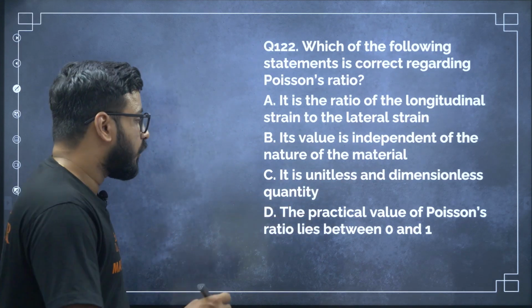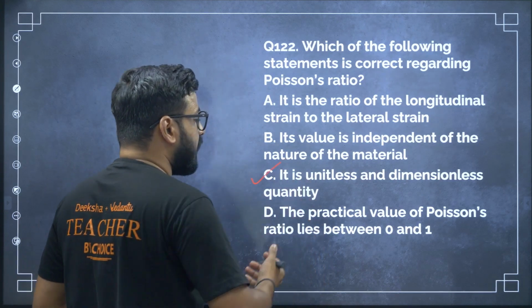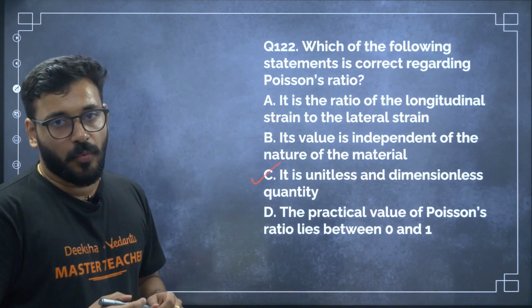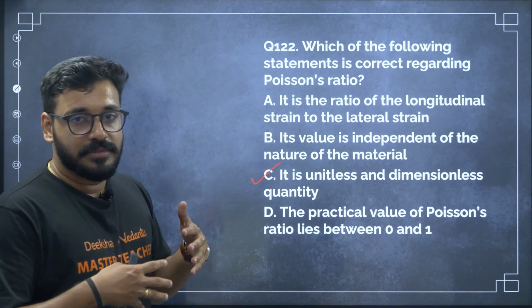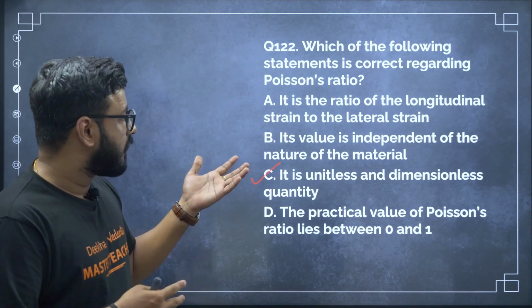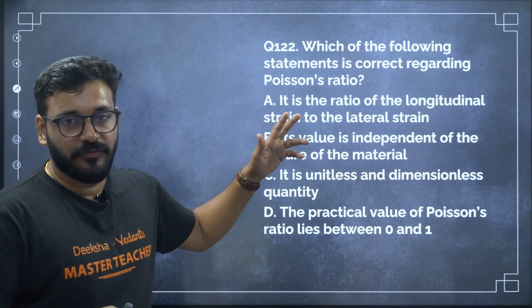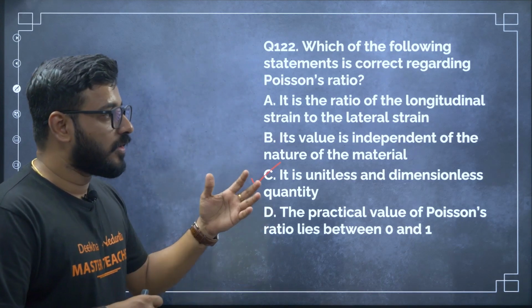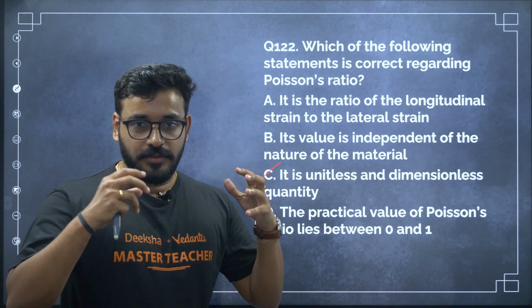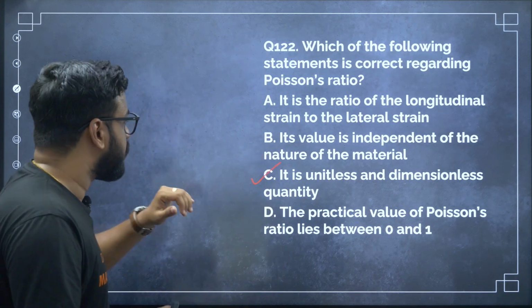The correct answer here is actually option C. It is a unitless and dimensionless quantity, because we are taking a ratio of two strains, lateral and longitudinal, in a different way. So option A is not correct. The correct answer is option C. Since this is not a part of the syllabus, we needn't put a lot of emphasis on this. Let's move on to the next question.